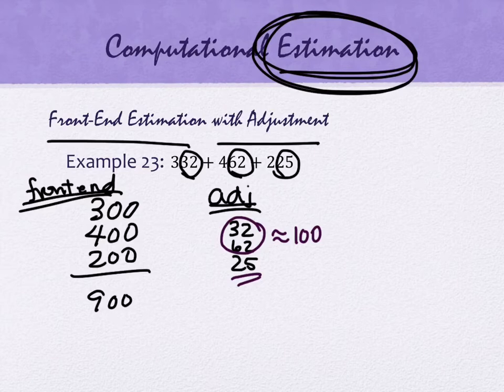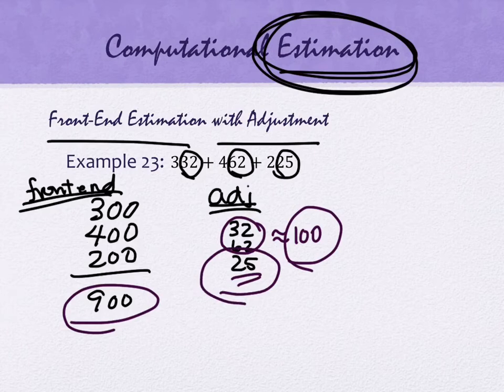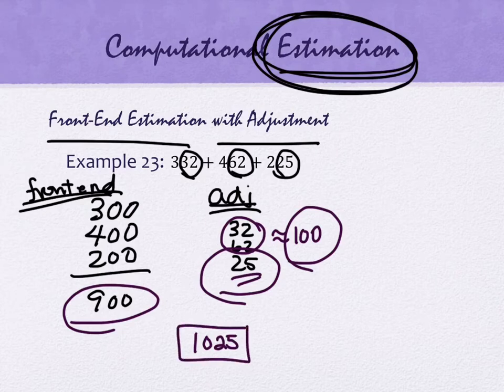But the numbers that we have left here are 900, 100, and 25. If I then combine all those pieces together, what do I get? 1,025. Or if you really didn't like the 25 and you wanted to write it as a 30, you've got 1,030. Okay? The adjustment is looking for numbers that are nearly compatible.